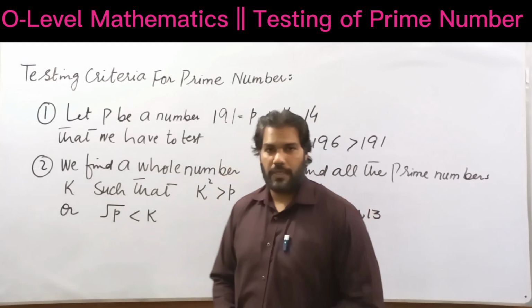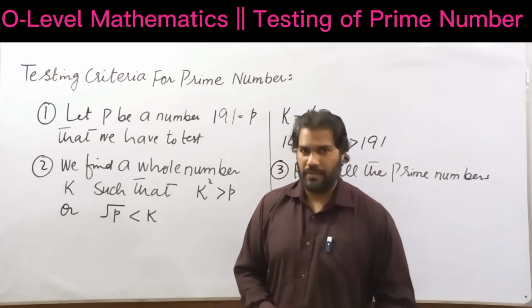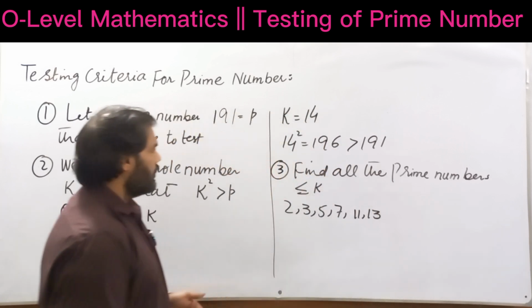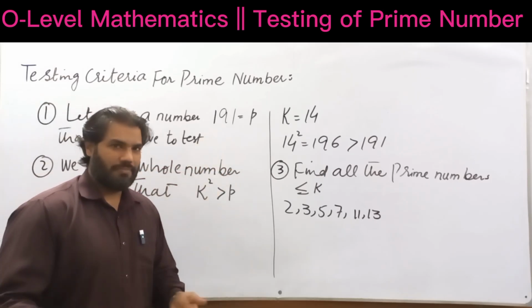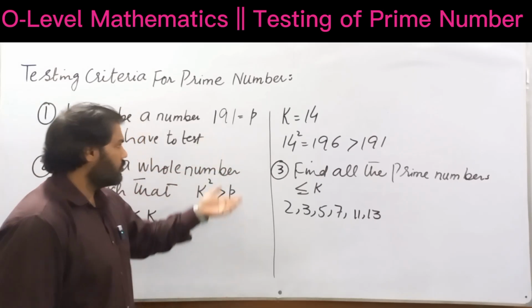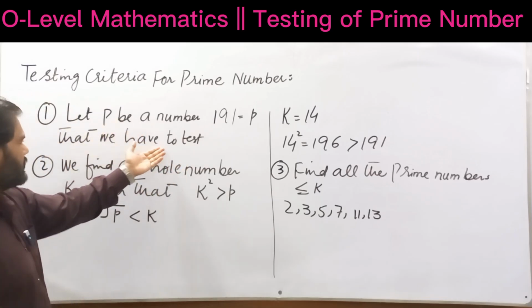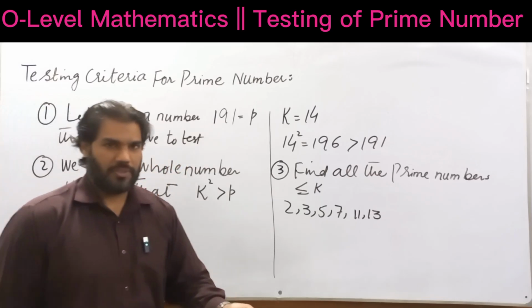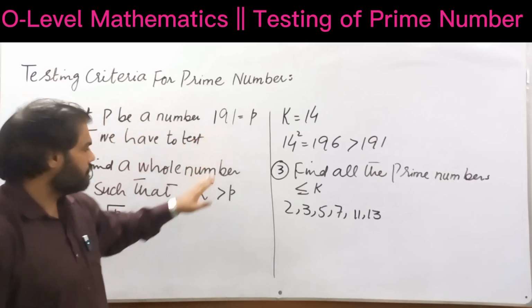I will discuss the criteria by using an example. Suppose we have a number 191 and we have to test whether this number is a prime or not. So the first step says that let P be a number that we have to test for prime or composite. So our P here is 191.